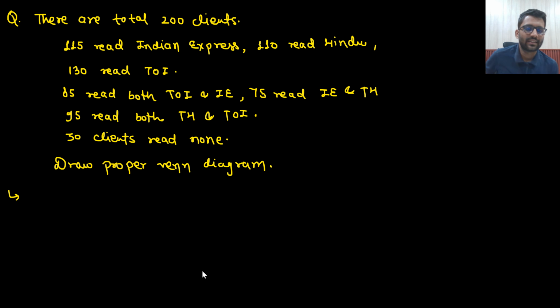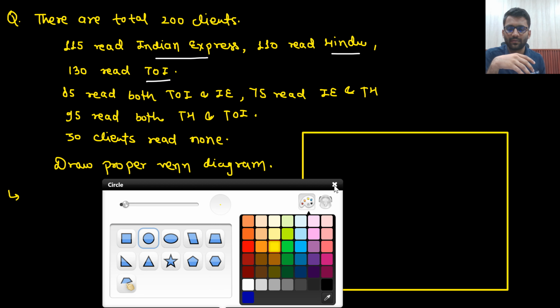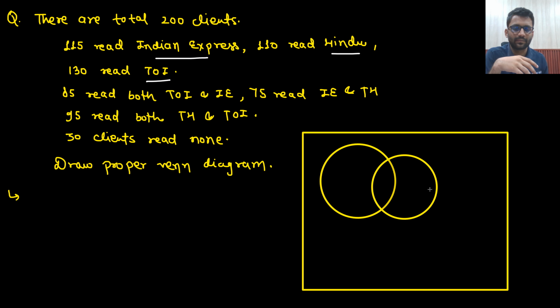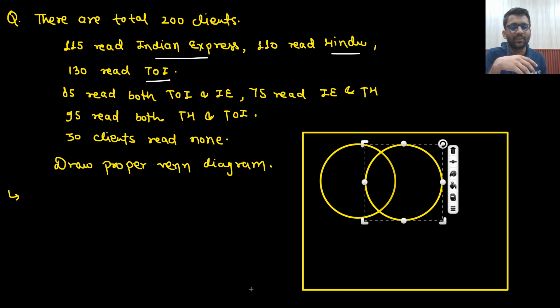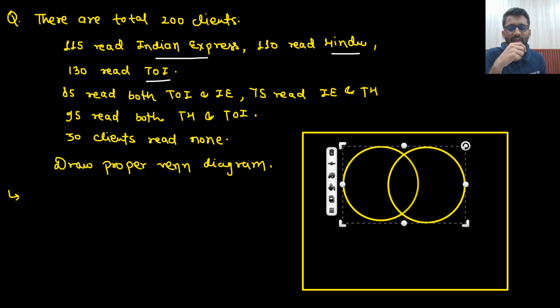Now here also they are asking you to draw the proper Venn diagram. So there are 200 clients, 115 read Indian Express, Hindu and Times of India. Okay, what am I being asked? Indian Express, Hindu and Times of India. So again I will draw a proper Venn diagram. This is my task again. Generally for 3 there will certainly be an intersection, so I draw it in this manner, showing the intersection already.